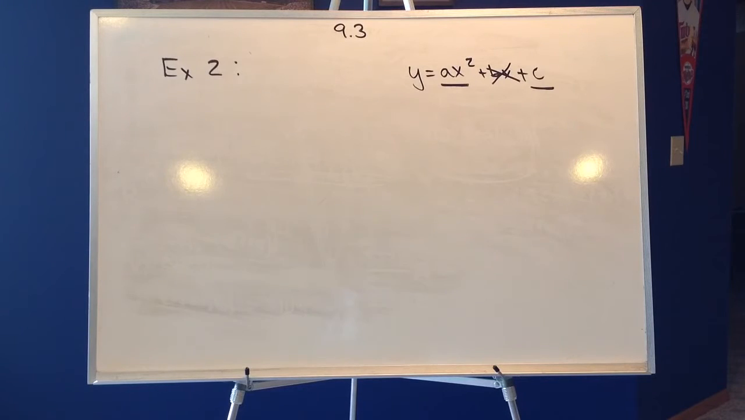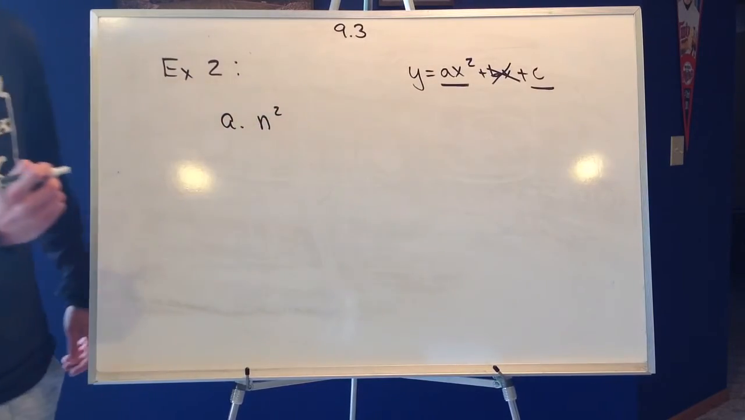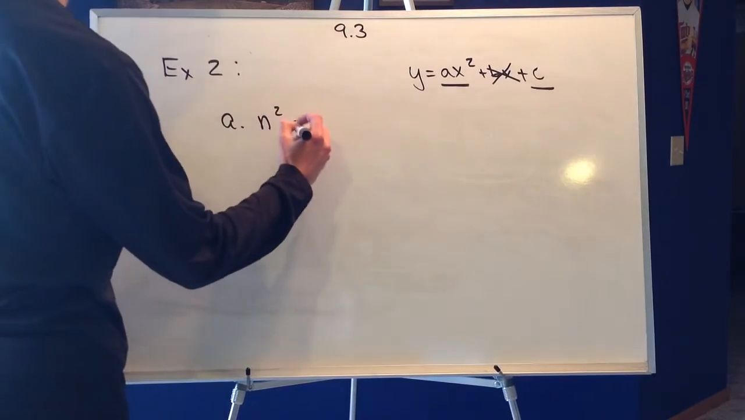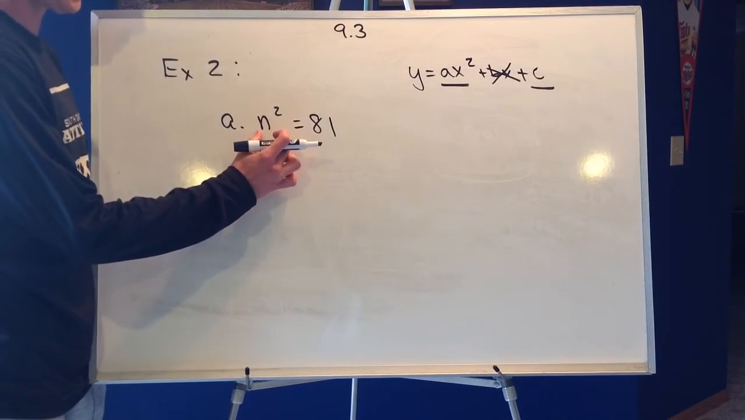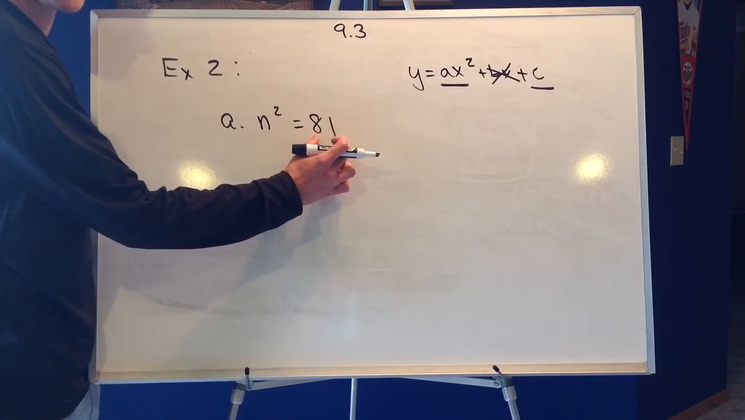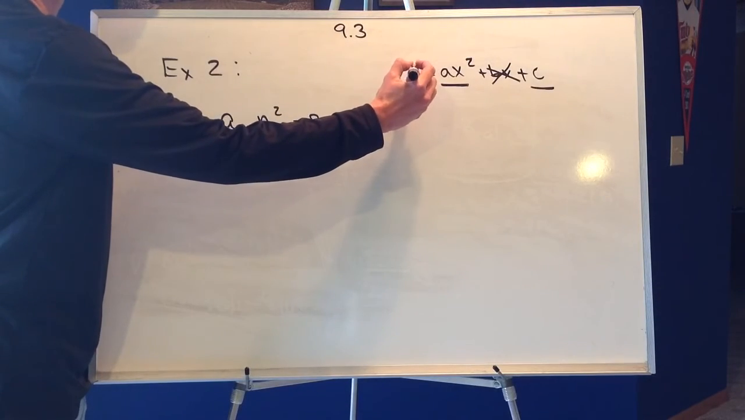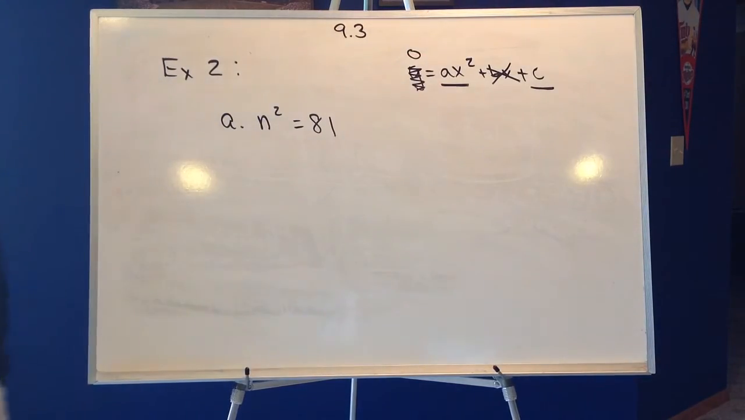So example 2 says solve by finding the square root. Again, if it has no real number solution, then we'll write no solution. Okay, so the first one you guys have is n squared equals 81. Okay, so you'll notice this would be like your ax squared because it's a square term. This would be like your c because it's a number. And again, remember how I told you, technically this doesn't exist anymore. It gets replaced with a 0, okay, whenever we're doing solving.